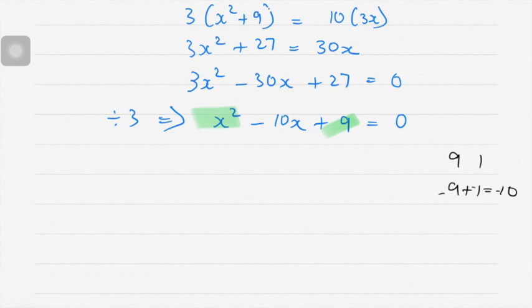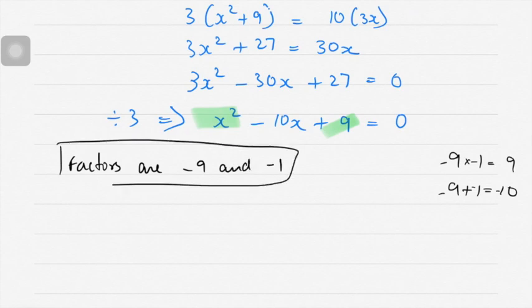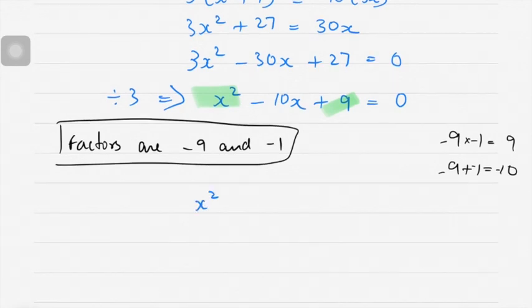But you need minus 10, correct? So what do you have to use? Minus 9 and minus 1. So minus 9 plus minus 1 is minus 10, correct? And minus 9 into minus 1 is 9. So the factors are minus 9 and minus 1. Correct? Then only when you multiply minus 9 into minus 1, it will become 9. And when you add minus 9 and minus 1, it is minus 10. Okay?